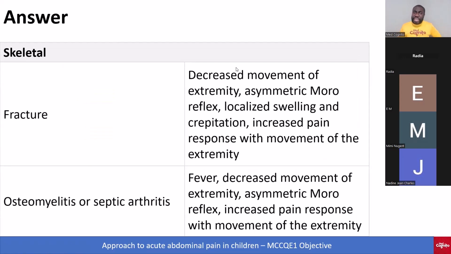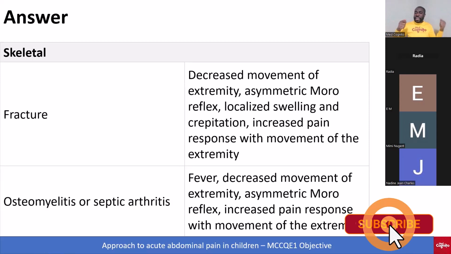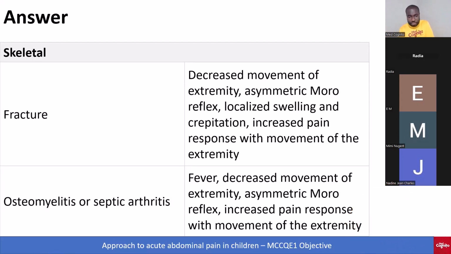What about fractures? How will a child with a fracture be presented in a board exam situation? You will see a child with decreased movement of the extremity, like a child going through the Moro reflex, and you realize that maybe one arm is doing the reflex and the other arm is not able to do it. If there is localized swelling and crepitation, and increased pain with movement of that particular extremity, think about a fracture. How will a child with osteomyelitis also present?